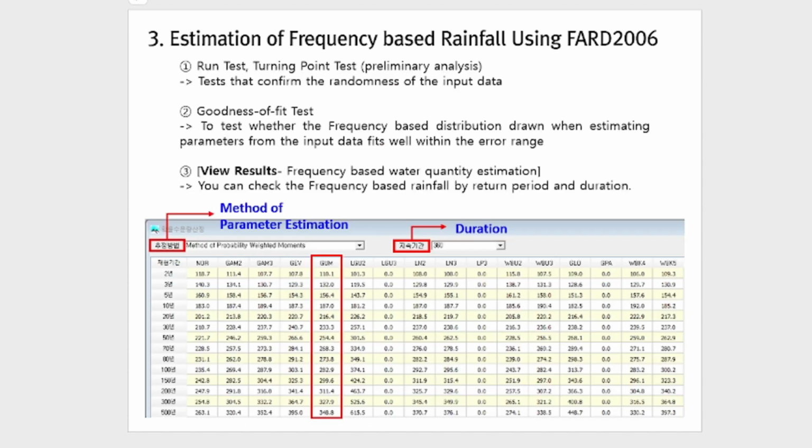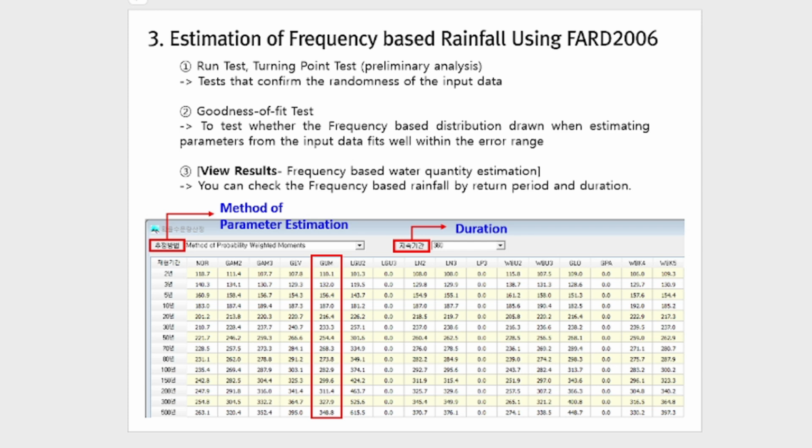So run test, turning point test, preliminary analysis. So the tests that confirm the randomness of the input data. And then we have goodness of fit test to test whether the frequency-based distribution drawn when estimating parameters from the input data fits well within the error range. So we go to view results, frequency-based water quantity estimation, and you can check the frequency-based rainfall by return period and duration. So when we open up the results section, we'll be able to see the method of parameter estimation.